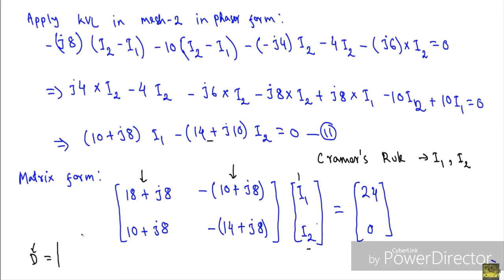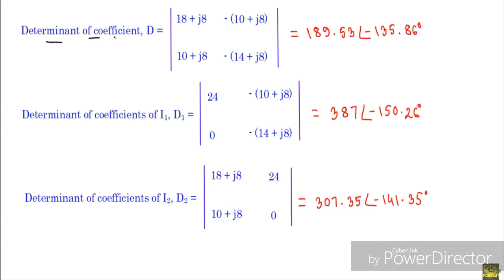In one column we will take the coefficients of current I1. Let's say I will denote that with A1 and A2. In another column we will take the coefficients of I2. Let's say I will denote that with B1 and B2. After that we will cross multiply this one with this. That means A1 B2 minus A2 B1. So if I form the determinant of coefficients, in one column I will take the coefficients of current I1 and in another column I will take the coefficients of current I2. That will give the determinant of coefficients D.